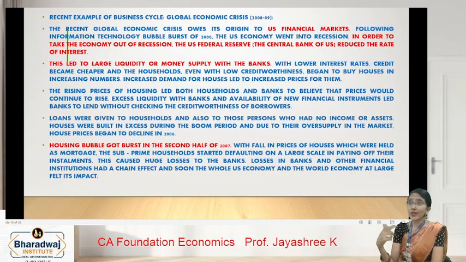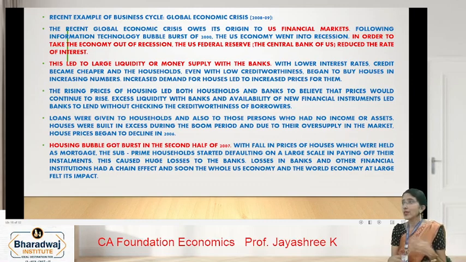Even without screening the repayment ability of the borrower, housing loans were sanctioned. And one fine day, what happens? They cannot repay, and banks will go into bankruptcy, right? Insolvency kind of a thing. So that is what is discussed as a reason for global economic crisis.